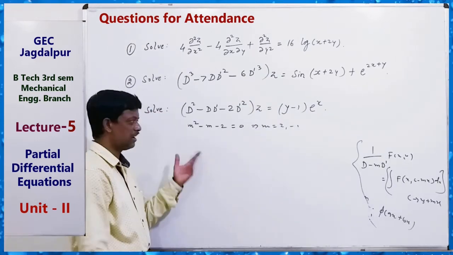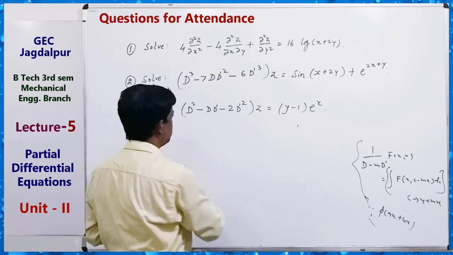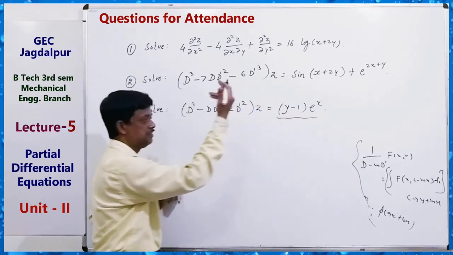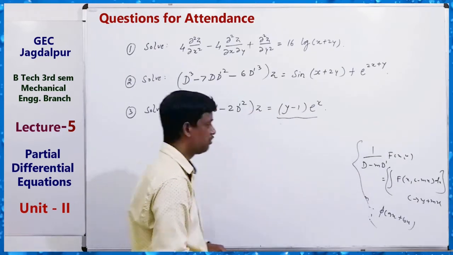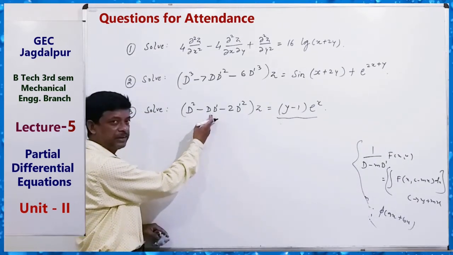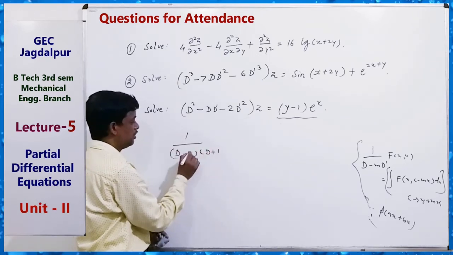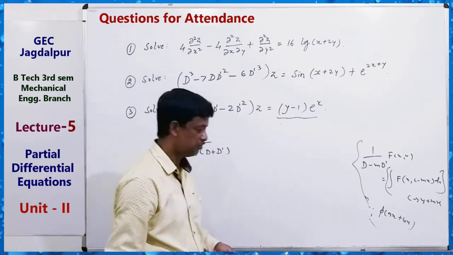2 minus 1, you can write. Okay, this is CF. CF is very simple. Now PI. Because the right-hand side is any function of x, you can apply this formula. For the factor, what is the factor? 1 upon D minus 2D' and D plus D'. This is the formula.